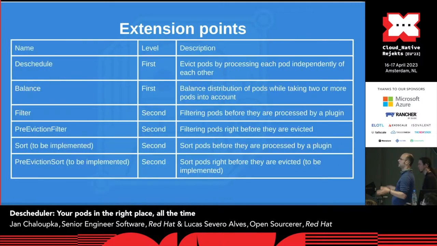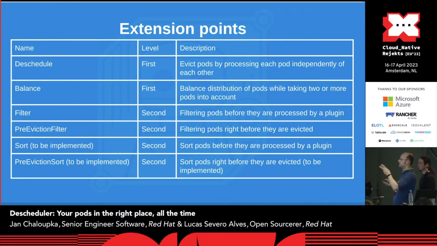So now, here is a list of extension points which are currently implemented in the framework. For example, the deschedule extension point allows you to build a policy which is descheduling a pod independently of other pods, whereas the balance extension point allows you to actually take other pods into account.